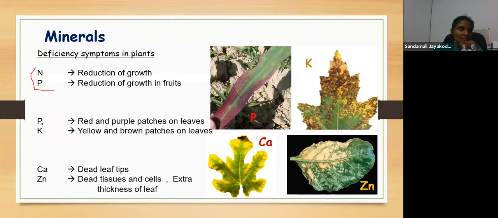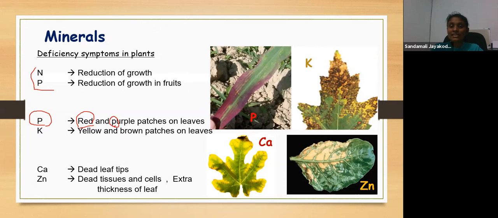Here you can see, due to the deficiency of phosphorus, it gives purple color and red color patches. P and P. You can remember it like this. PP means purple color, phosphorus deficiency. And also some red too. Here you can see. Can you see this nice purple color in these leaves? Yes, teacher. Yeah. Although it is nice, it's due to the deficiency of phosphorus. And then potassium.